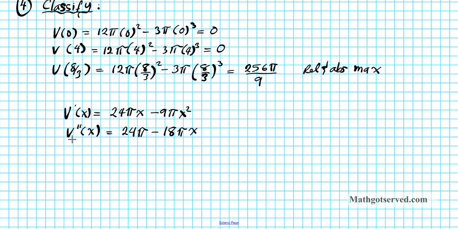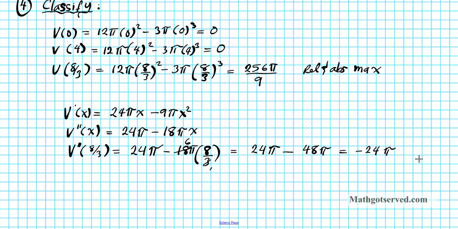So we want to evaluate the sign of the second derivative at this critical point. I just want to show you that this is in fact a maximum. We're hoping to get a negative output, so that will indicate downward concavity, and then that will tell us that it's a maximum. So v double prime of 8 over 3 is equal to 24 pi minus 18 pi times 8 over 3. That equals 24 pi minus, 3 goes here 1, 3 goes here 6, 6 times 8 is 48, so 48 pi. And then when you subtract, you have negative 24, so negative 24 pi. So v double prime is negative here.